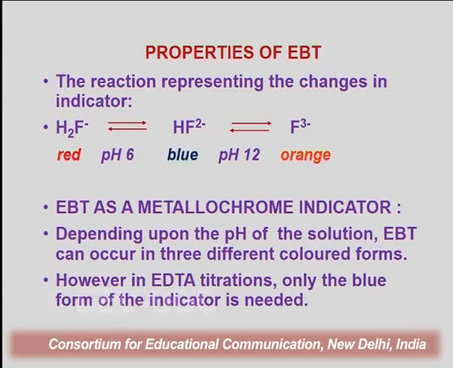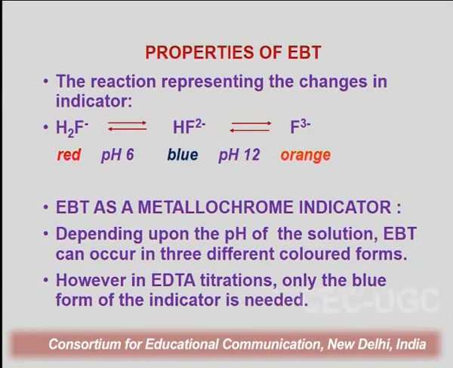So, this is how the reaction representing the changes in the indicator is shown. H2F negative is the indicator wherein two phenolic hydrogens are attached to the EBT indicator as seen in the structure earlier, and when the two phenolic hydrogens are attached to the indicator, the color of the indicator is red. At a pH range within 6 to 8, one of the phenolic hydrogens gets dissociated to give the blue color of the indicator, showing the structure as HF2 negative.